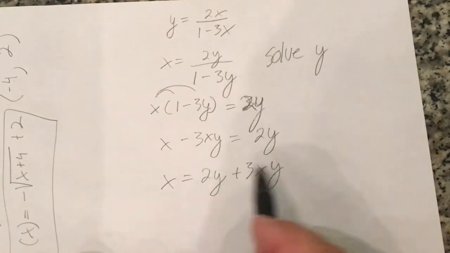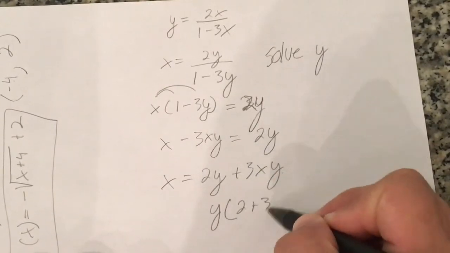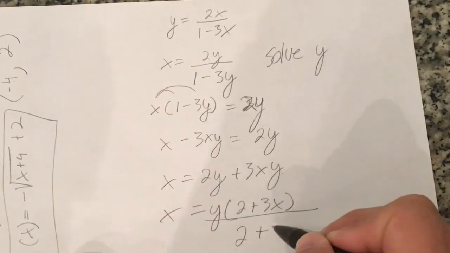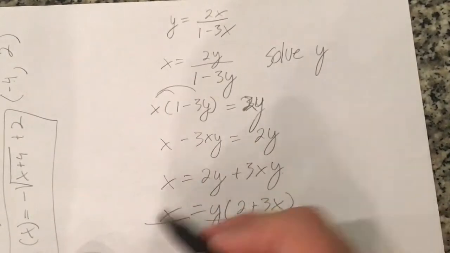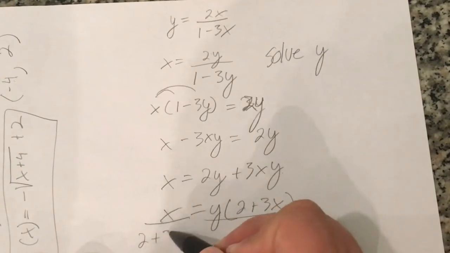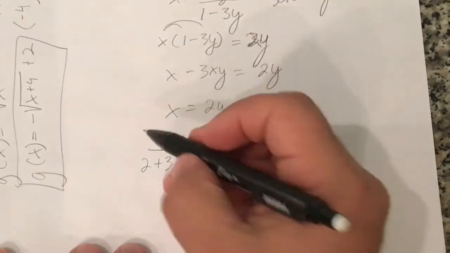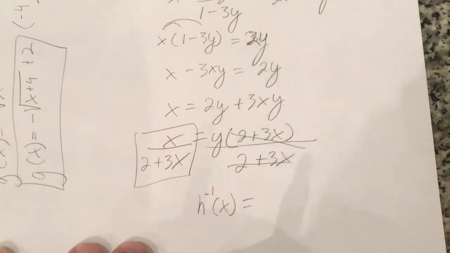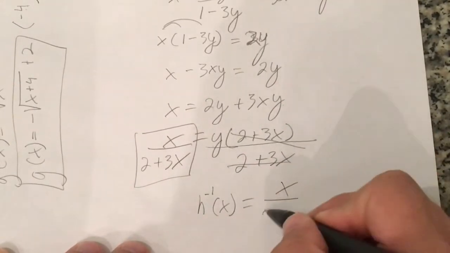Now I have a y in each term, so I'm going to factor a y out. That equals x. Now the opposite of multiplying by 2 plus 3x is dividing by 2 plus 3x. So my final answer, this is my inverse. And the y is rewritten as h inverse of x equals x over 2 plus 3x.